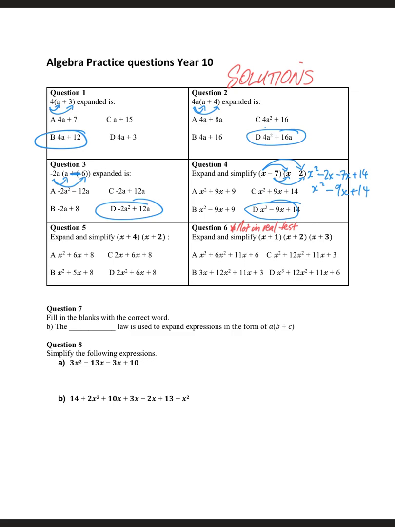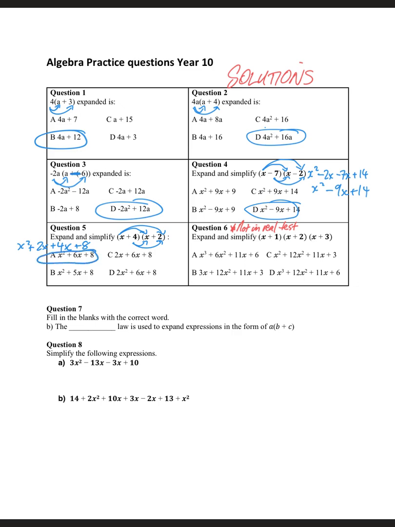Expand and simplify. Again, FOIL, firsts, outers, inners, lasts. First is x squared, outers is 2x, inners is 4x, lasts is 8. 2x and 4x make 6x, so it's going to be A.